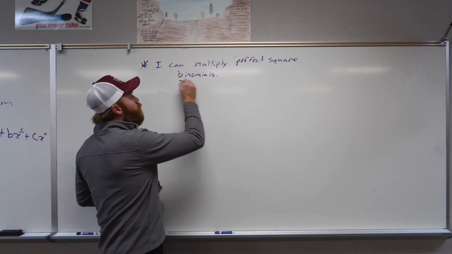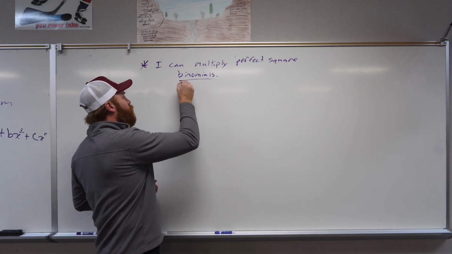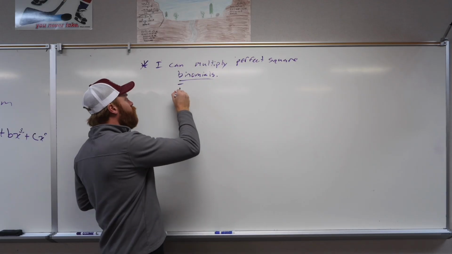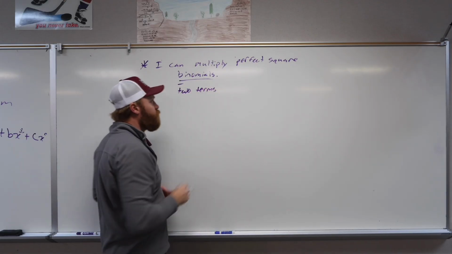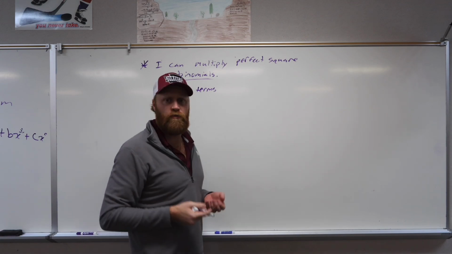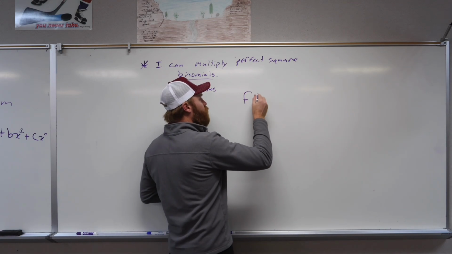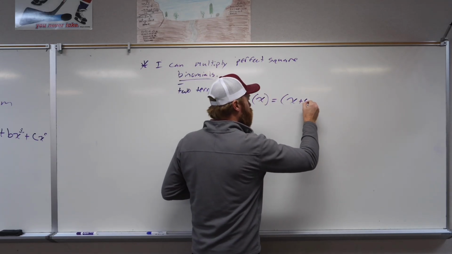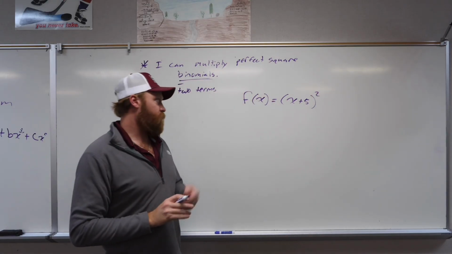But to start off with, binomials: all this means is bi is going to be our bicycle, it's going to be 2. And nomials just means terms in math. So we have something that has 2 terms, and it's going to be a perfect square. So what it's going to look like is if we have f of x equals something like (x plus 5) squared, being able to expand this.